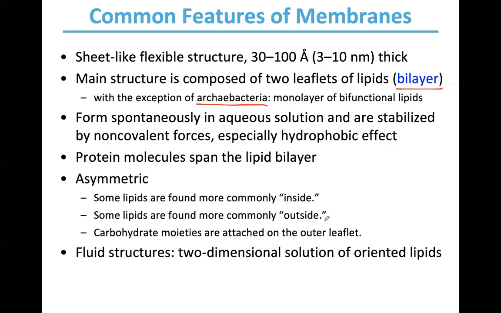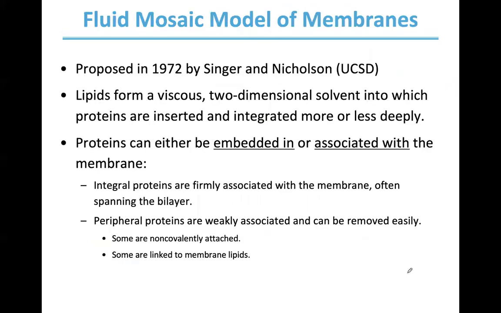And we'll briefly mention that as well. Again, another important characteristic of apoptosis. Carbohydrate moieties are attached to the outer leaflet. As I mentioned to you, when you have carbohydrates on the surface of the cell, that's an important recognition motif so that foreign cells can recognize what the cell is all about by looking at its carbohydrates on the surface. These are fluid structures. There are two-dimensional solutions of oriented lipids, right? So things can swim in them.